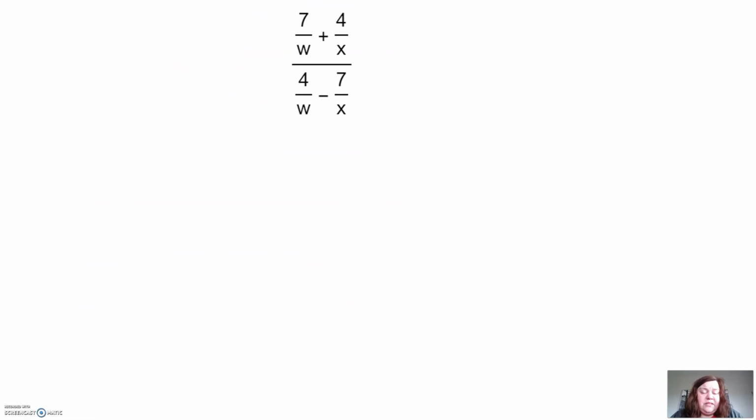This time we have 4 separate fractions. 2 of them are over w, 2 are over x. So my LCD is going to be wx. So just like we did last week, whatever's missing, that's what we multiply by. So for that 7 over w, it's missing an x. So I'm going to multiply that by x over x. For the 4 over x, it's missing w. So I'm going to do w over w.